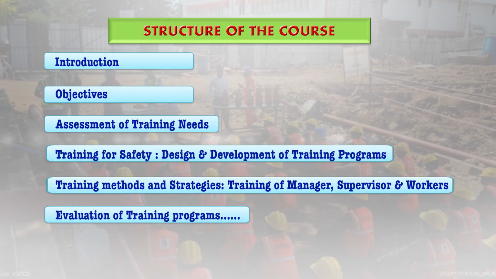Just to give you a snapshot of the structure of the course, it will be including introduction. We will be covering the objectives of the course, assessment of training needs. The next section would be covering the training for safety, design and development of training programs, training methods and strategies, in which we would be discussing about the training of managers, workers and supervisors. Then we would be talking about the evaluation of training programs.